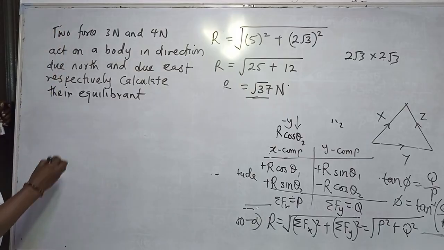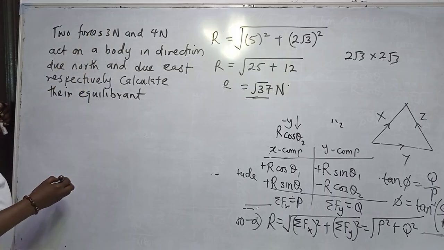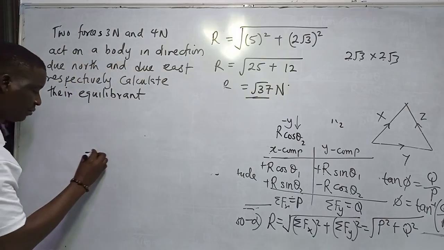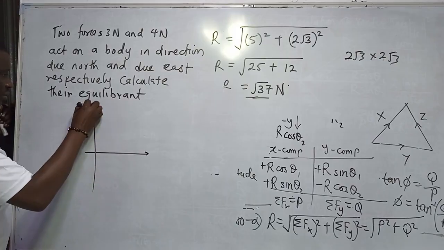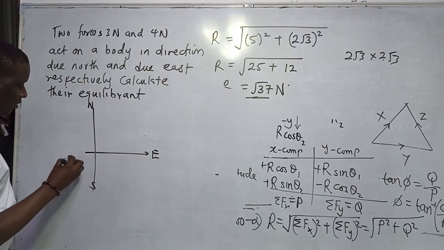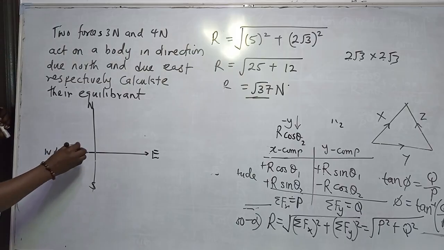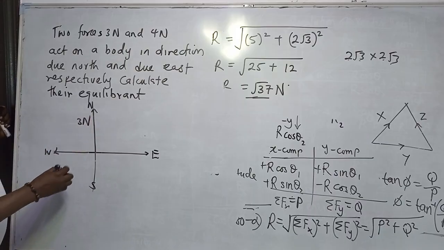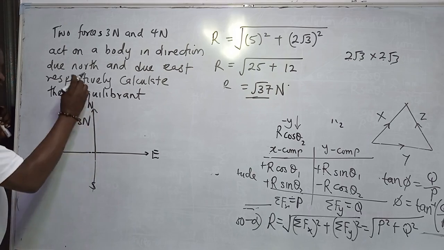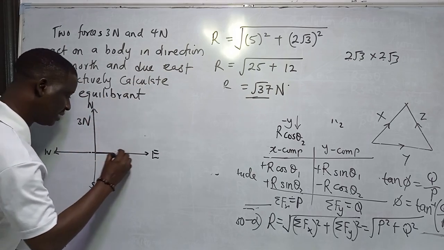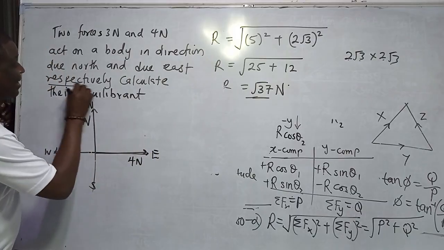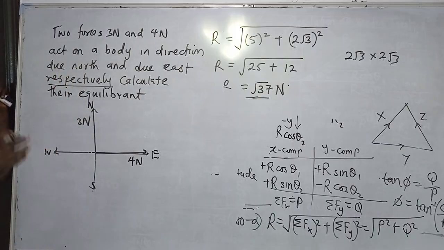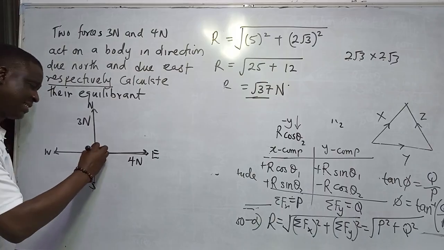So he said what? Two forces, 3 Newton and 4 Newton, act on a body in the direction. North is for 3 Newton. You have the north, east, south, and what? West. So where is north now? North is up, which is 3 Newton. Where is east? Due means a straight line through the north. Then due east is what? 4 Newton. Because they say respectively, meaning accordingly, the way they are arranged. Now, what do we do? This is the resultant.